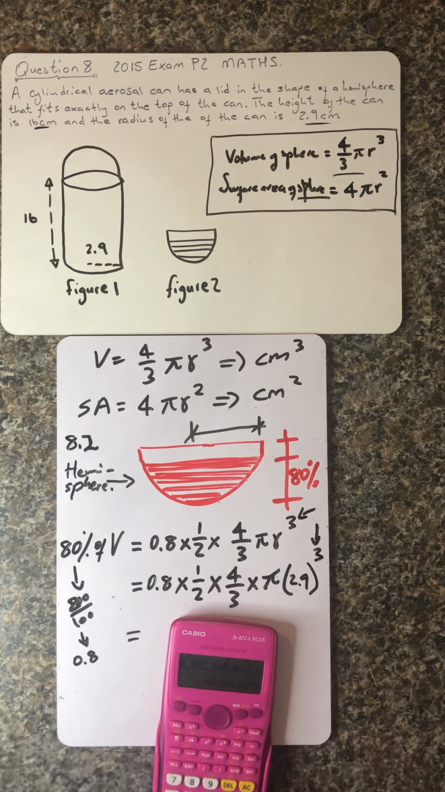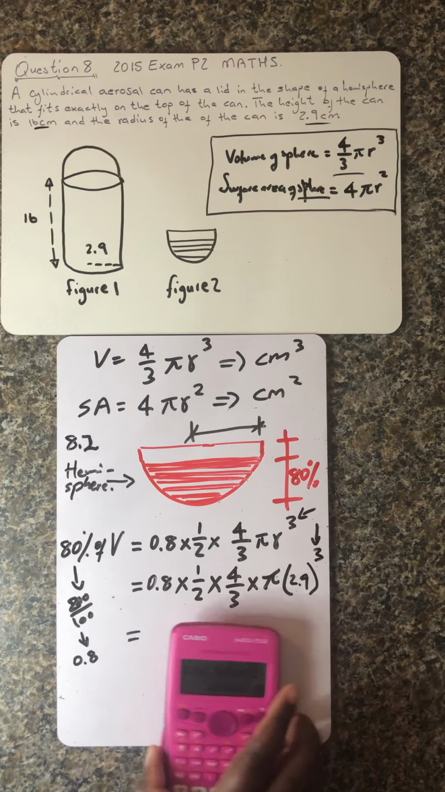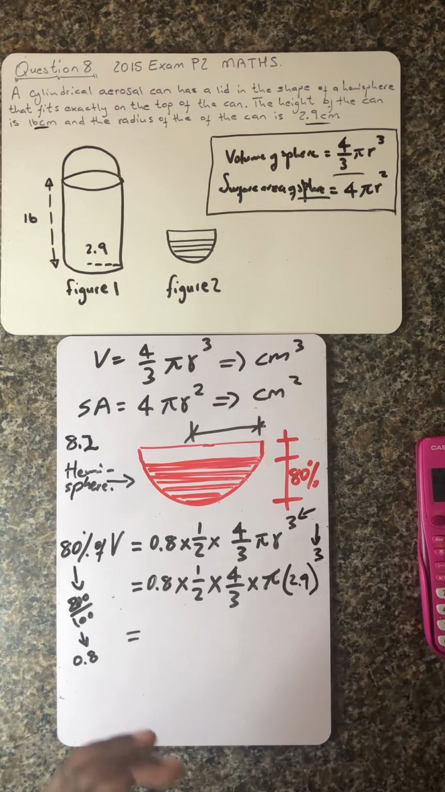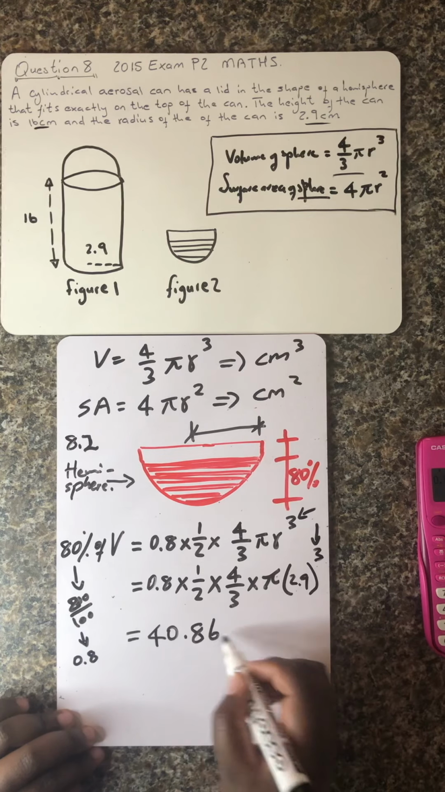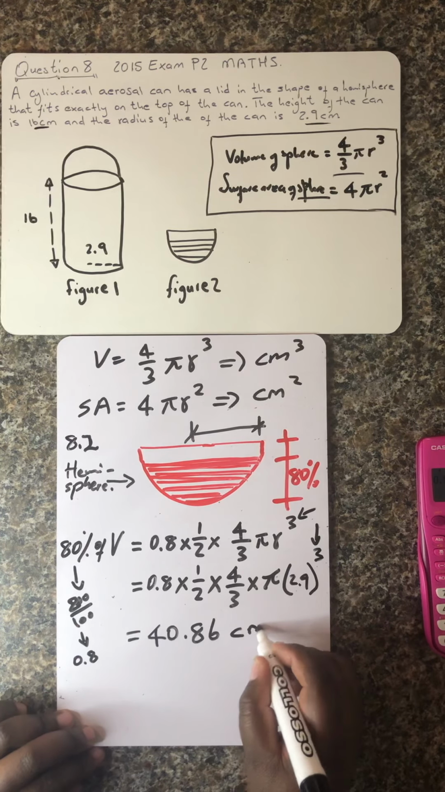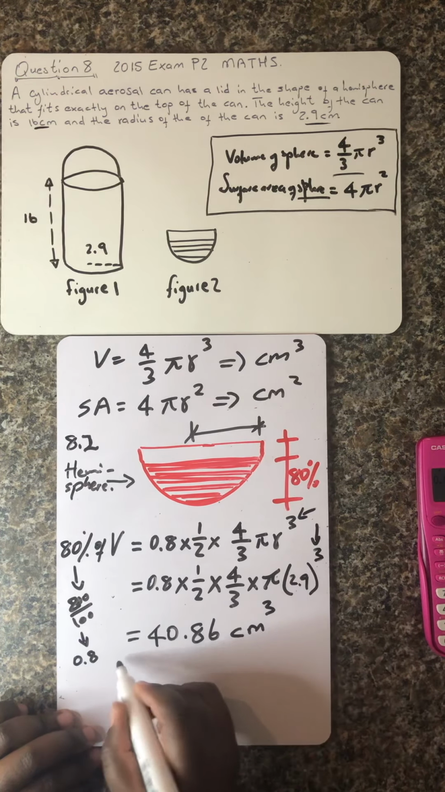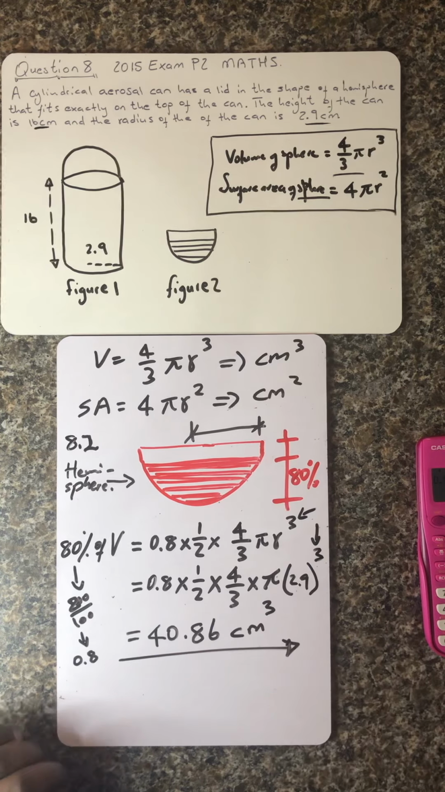Very important, ladies and gentlemen. I'm getting 40.864, so that means it's actually 40.86. Remember the unit is in centimeters, so it's centimeters cubed. Ladies and gentlemen, it is very important that you fully understand this part.